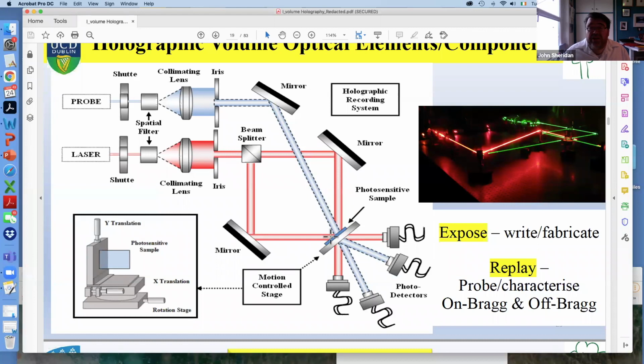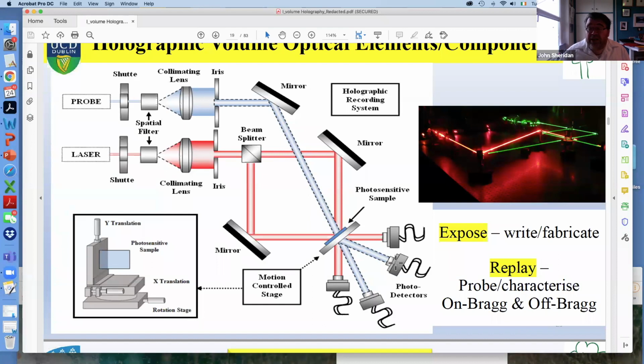In this particular arrangement, we also have a probe beam, and the probe beam is at a different wavelength. It comes down and replays this grating. We mentioned previously that we can record and replay at different wavelengths. Well, we can choose this beam to replay this grating on Bragg. I'm going to talk about what that means, but essentially we're going to get a sizable amount of the light diffracted by the grating as it forms. Again, we can measure the transmitted light and the diffracted light.